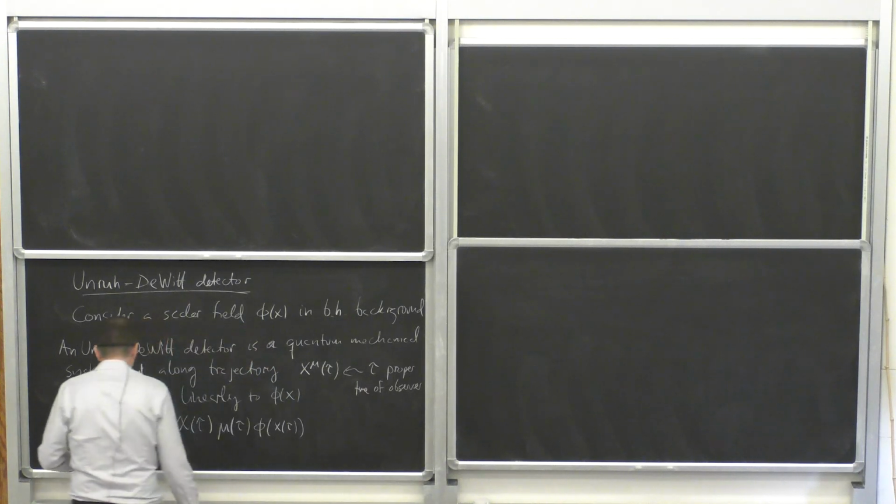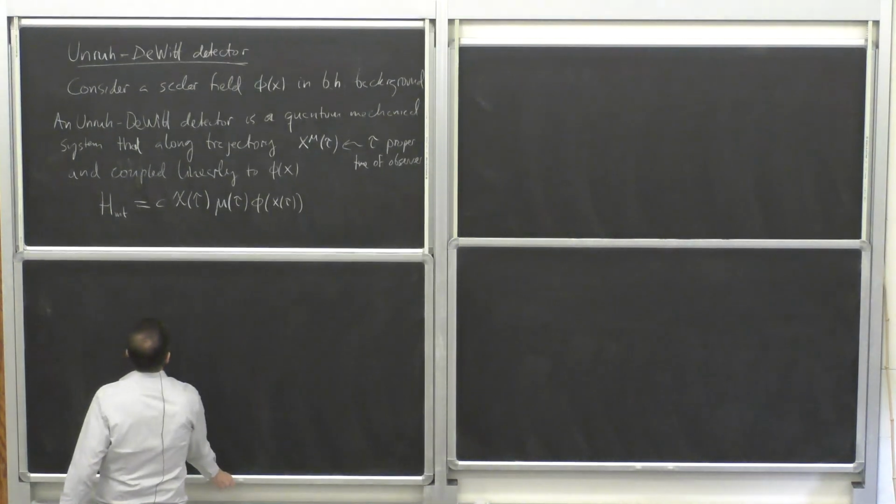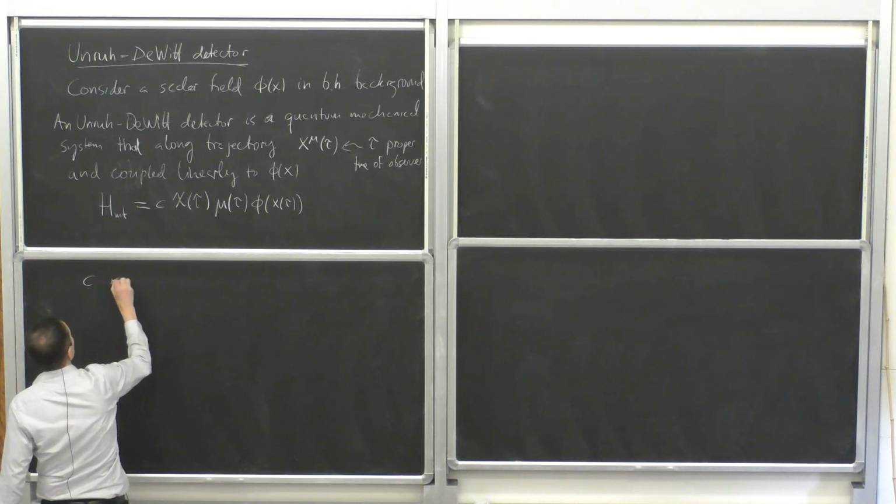okay. So what are these things that I have in that formula? So C is a coupling constant.